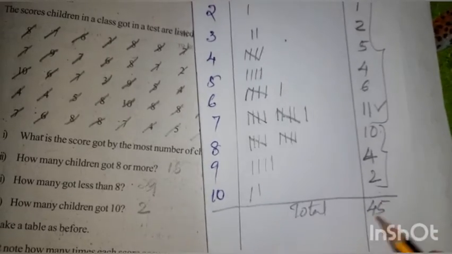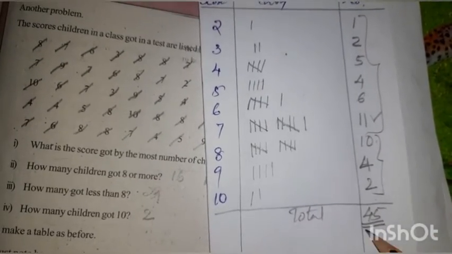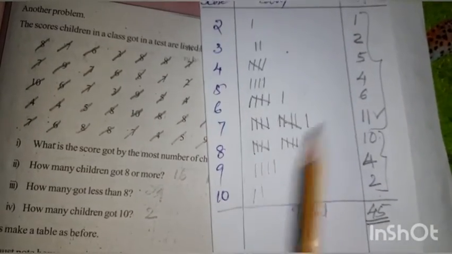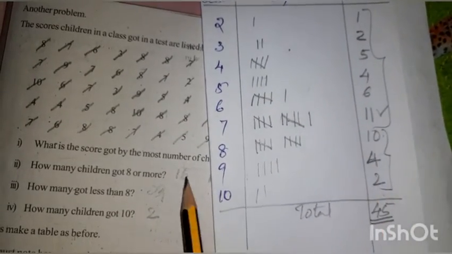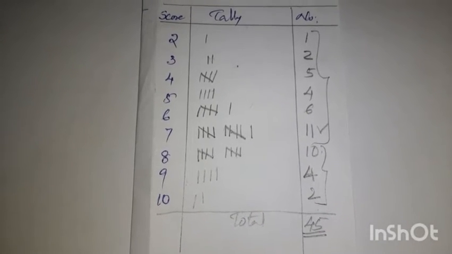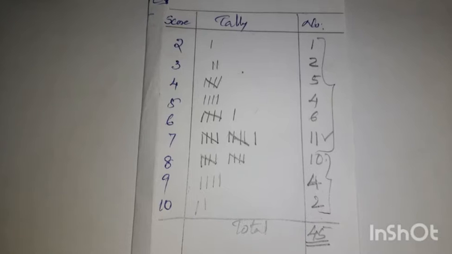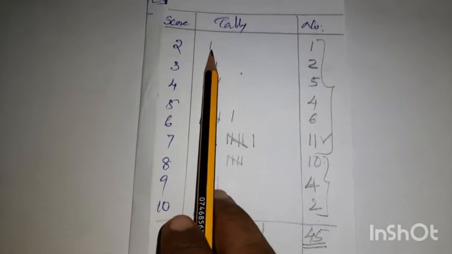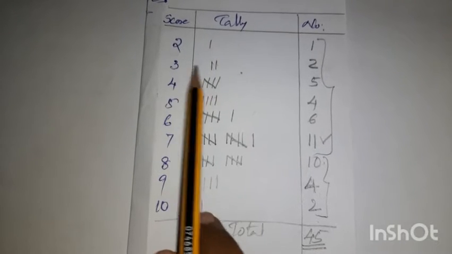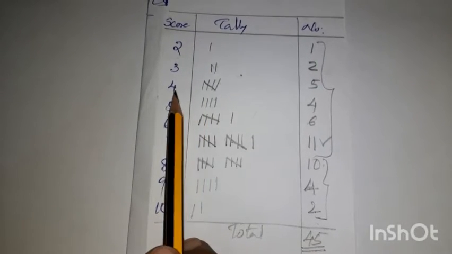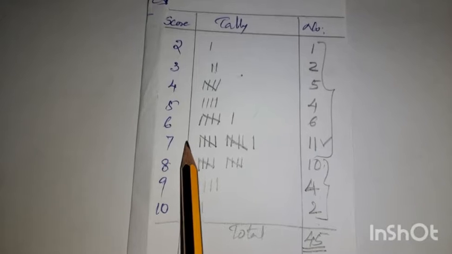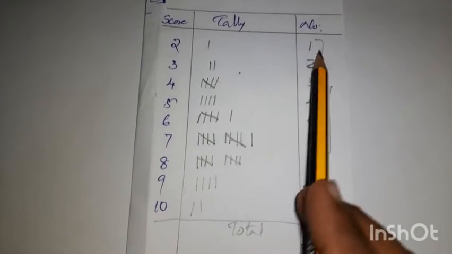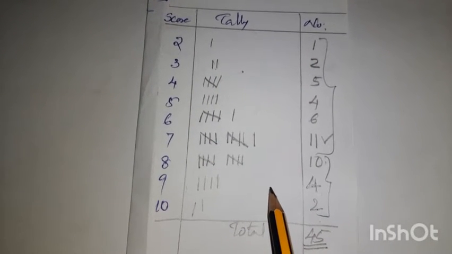Here it is 45. So 45 children's marks are given, and we tally according to the mark and count the numbers. Okay, and we wrote the answer. This table shows how many times each score occurs. Such as 2, 1 time. 3, 2 times. 4, 5 times, like that. How many times each score occurs should be shown in this table.